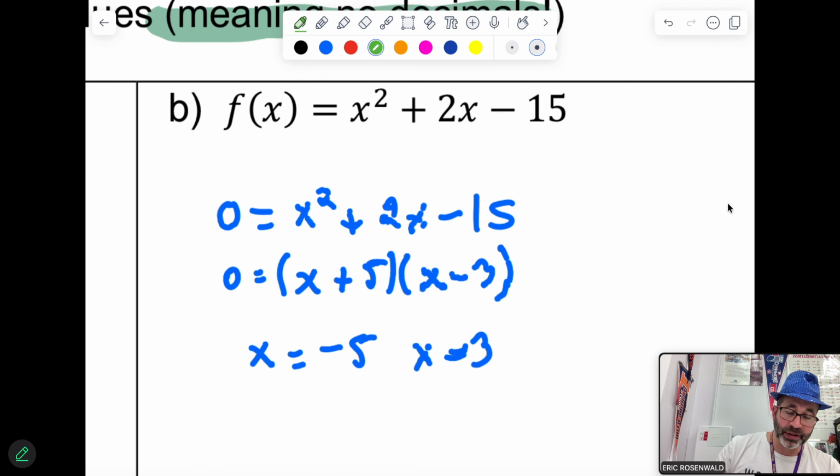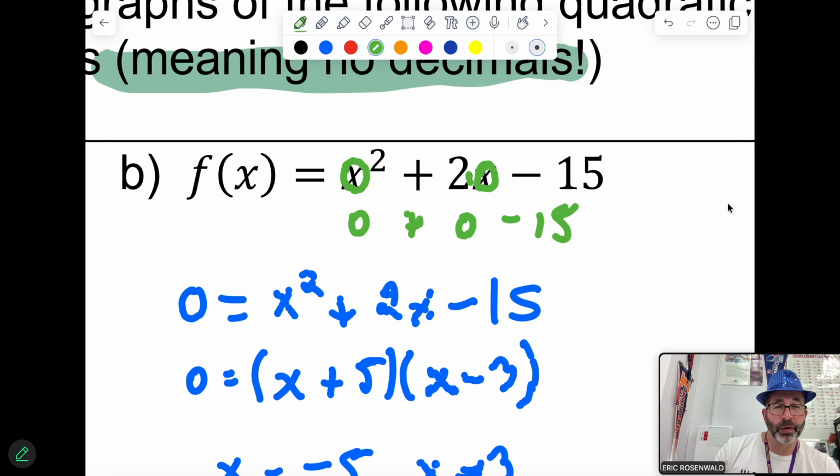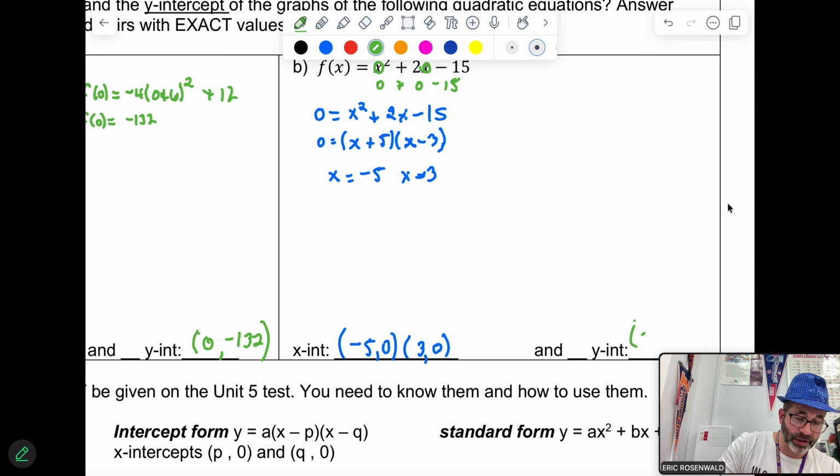What does that mean in this kind of function where if I set x equals 0? Well, if I put a 0 right here and I put a 0 right here, what's going to happen is this will be a 0 plus a 0 and then minus 15. So we just end up with a negative 15 for the y-intercept. So it's going to be at 0, negative 15.